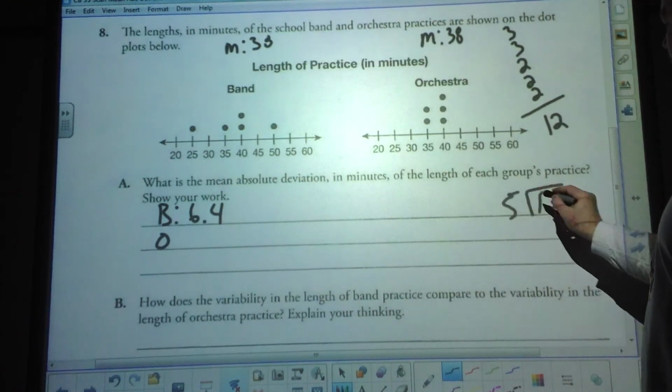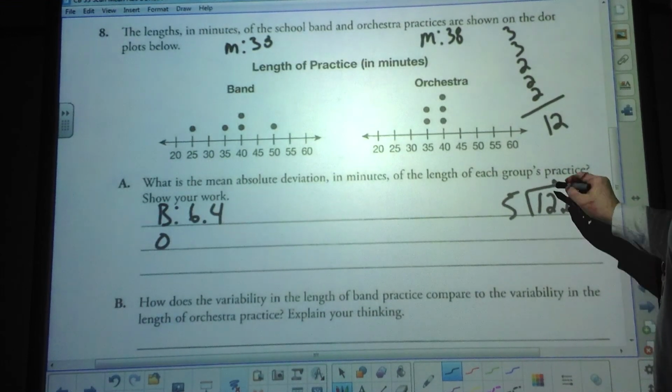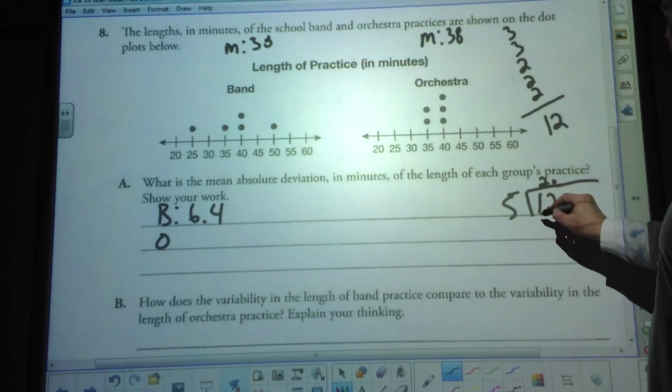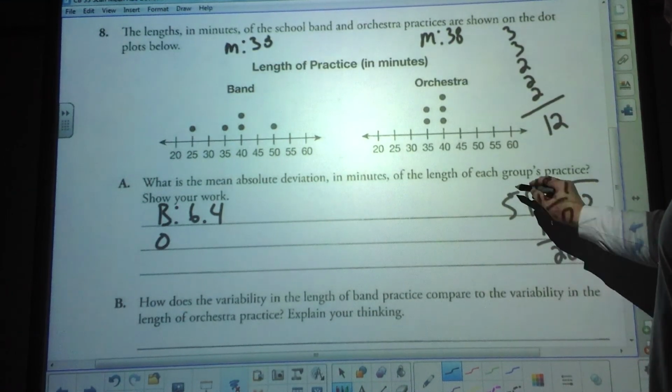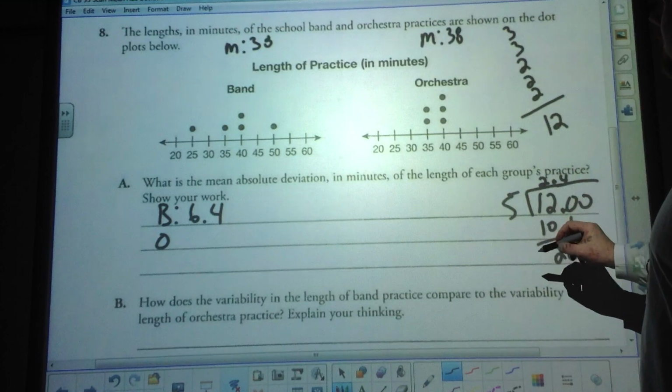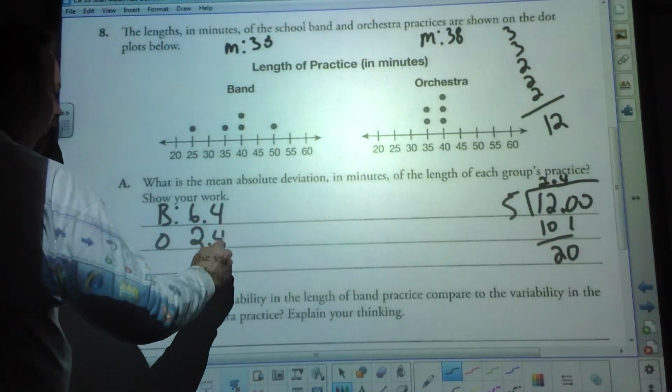I'm sorry, forgive me, I know it's hard to see. I got a decimal here. I'm going to bring that dude up. That's going to go in here twice. I got 10, a remainder of 2. Bring down my 0. That's going to go in there 4 times. So I have a mean absolute deviation of 2.4.